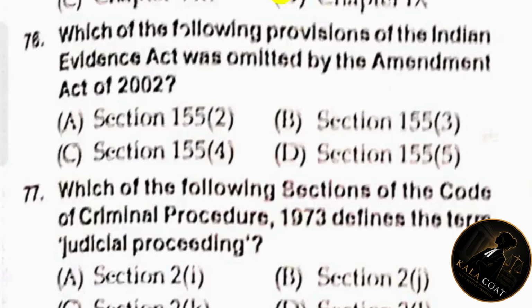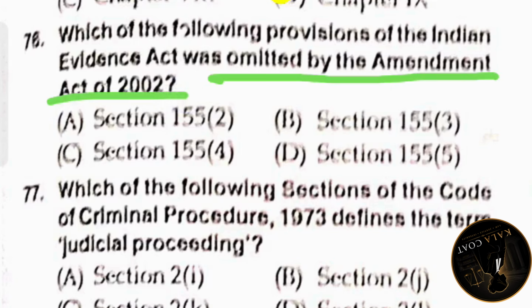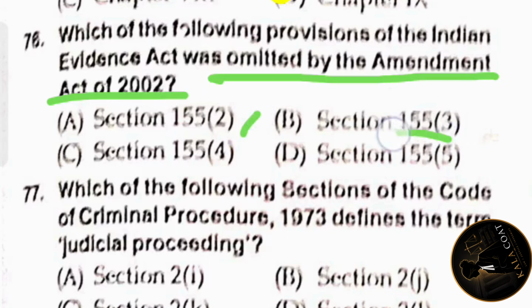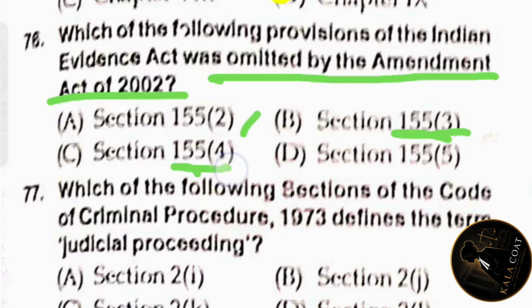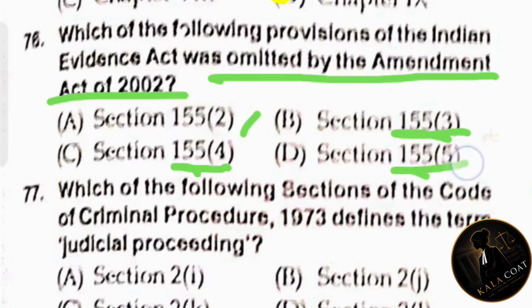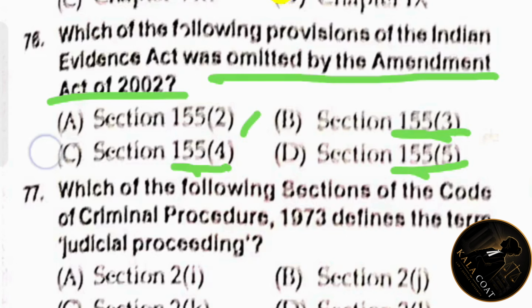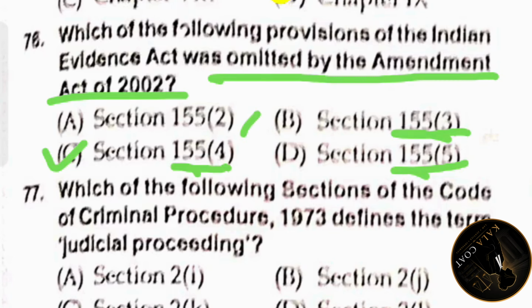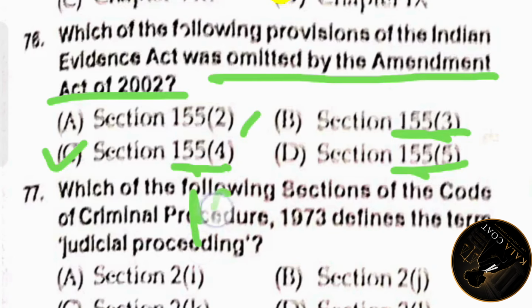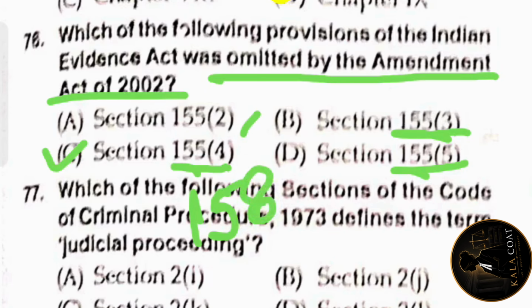Question number 76. Which of the following provisions of the Indian Evidence Act was omitted by the Amendment Act of 2002? Options are Section 155 subsection 2, 155 subsection 3, 155 subsection 4 or 155 subsection 5. Correct answer is Section 155 subsection 4 of the Indian Evidence Act. Section 155 talks about impeaching credit of a witness, which is now provided in Section 158 of the Bharatiya Sakshya Adhiniyam.